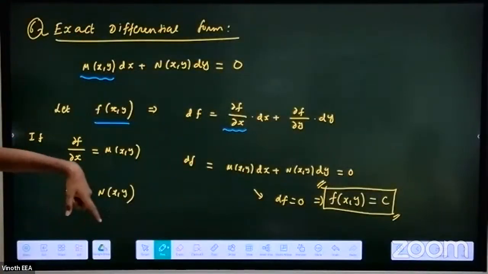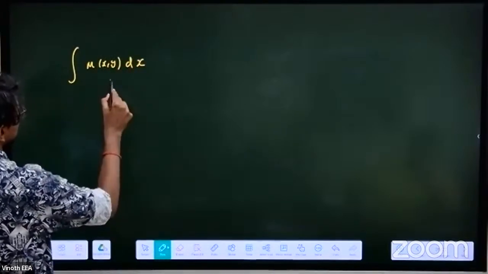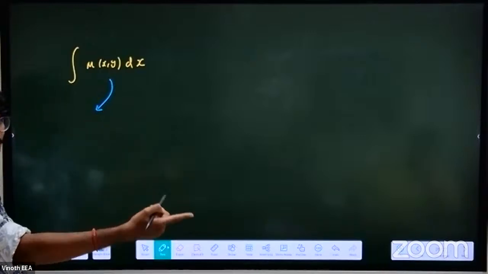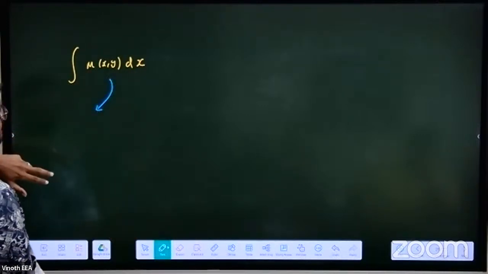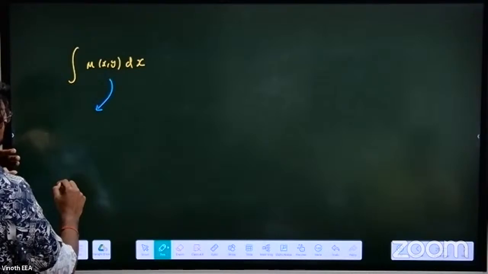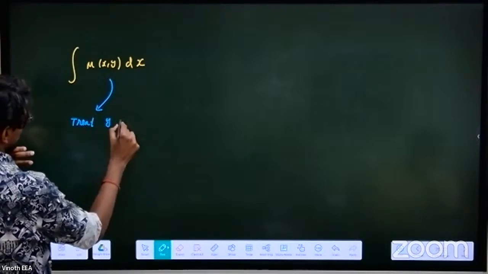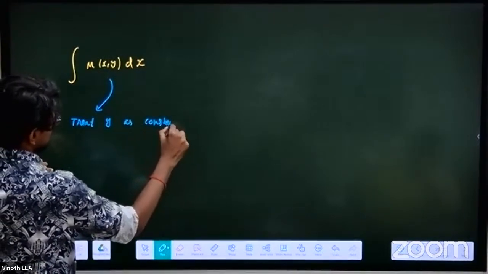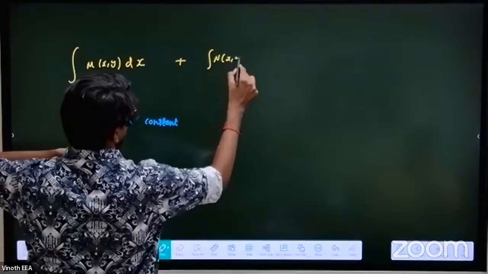Without the slide, I will just directly go for this. If this can be obtained, then when I integrate M(x, y) dx, what I should do? We already know this. We have done it also, in some earlier subject, even complex variables we did. So when I integrate M(x, y) dx, if it is an exact differential form, what I should do? Treat y as constant, plus N(x, y) dy.